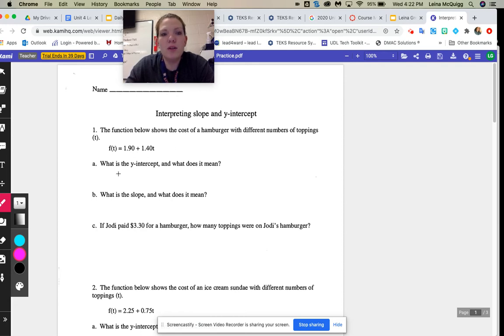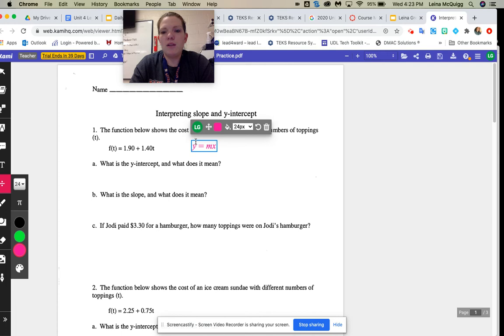Okay, so the function below shows the cost of hamburgers with different number of toppings. So here we have a function. What is the y-intercept and what does it mean? Well, if we remember, what is the slope? What does it mean? Okay, so if we remember, our equations are normally written as y equals mx plus b, where m is our slope and b is our y-intercept.